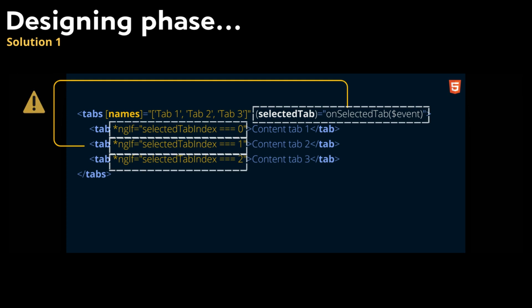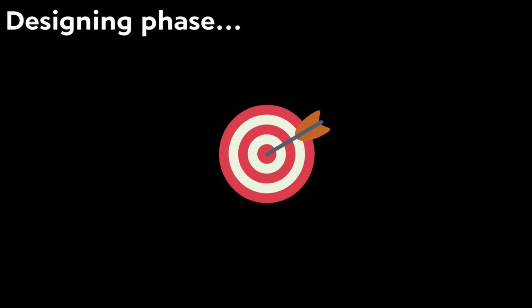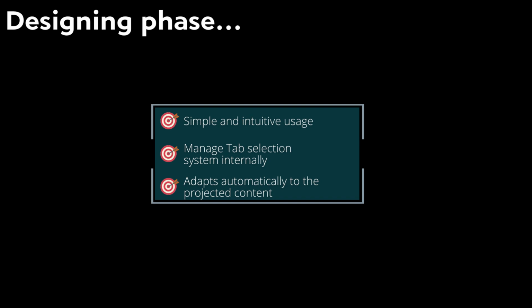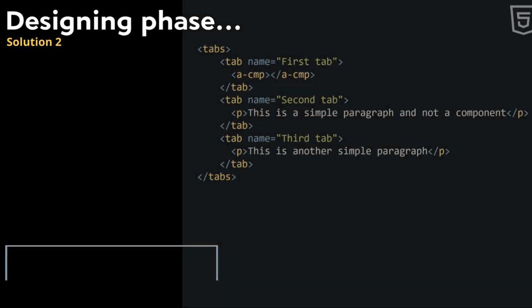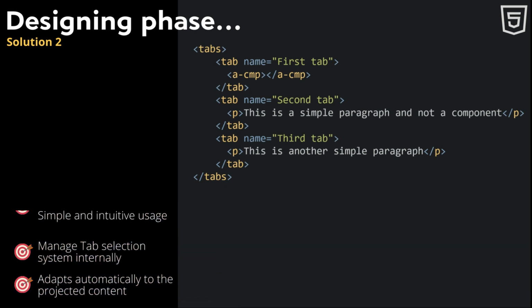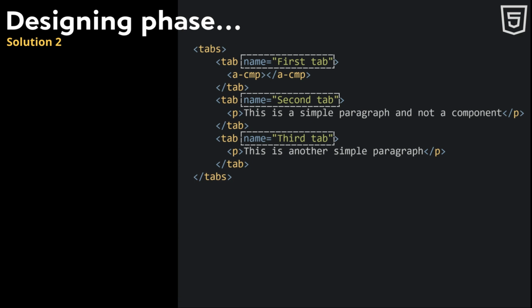What would be great in this case is to make the whole selection system transparent and work behind the scenes. A good solution would be something that is simple and intuitive, manages the selection system internally, adapts automatically to the projected content without extra effort, and makes it appear like magic. Something like this is interesting, isn't it? Each tab has its name and we don't see anything about the selection system.